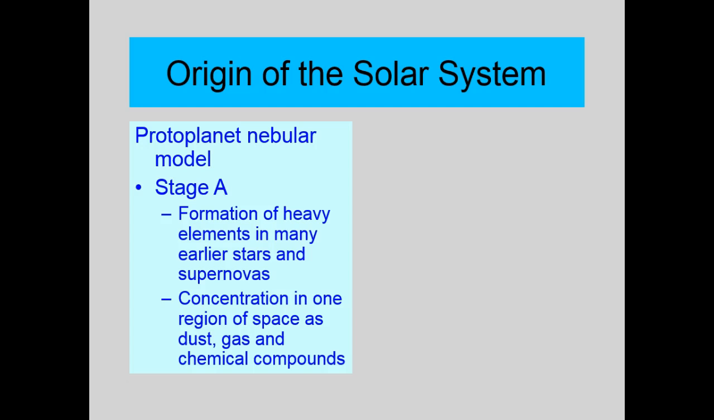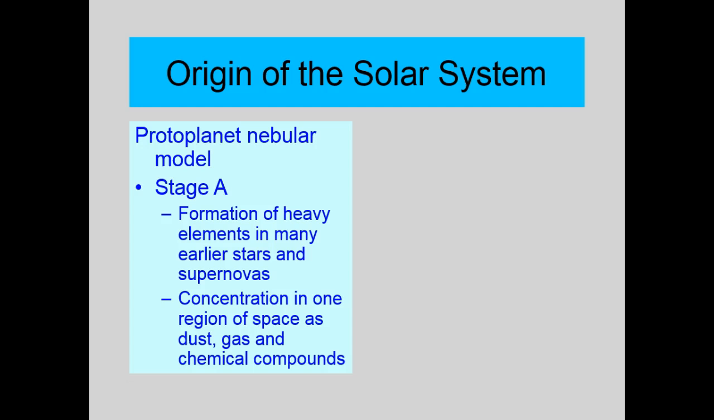All right, now we're ready for the origin of the solar system. This is 15.3, which is the last section in the book, but it is several pages, so let's see if we can get it covered here. So, here's a model. We think this is what happened. Okay? It's called the protoplanet nebular model. Nebula meaning, again, a cloud of gases that are sort of pulled together.